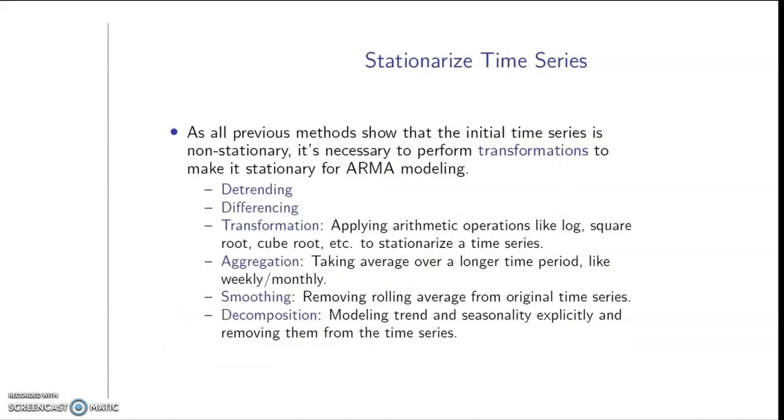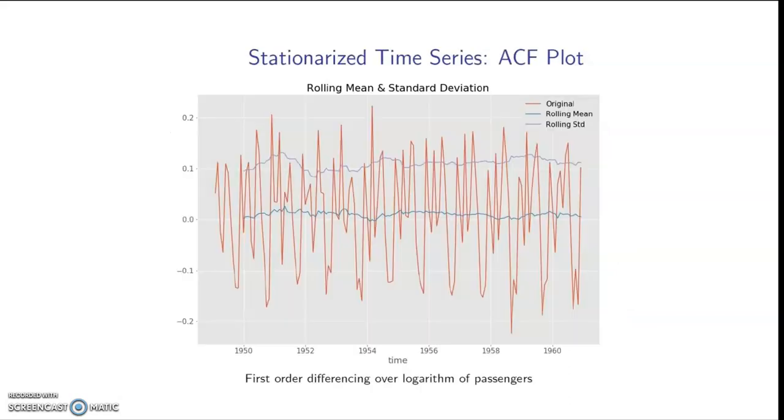Stationarize the time series, and there are various ways. All the previous methods show that the initial time series is non-stationary. It is necessary to perform transformations to make it stationary for ARMA modeling. So we may use detrending, differencing, transformation, aggregation, smoothing, and decomposition.